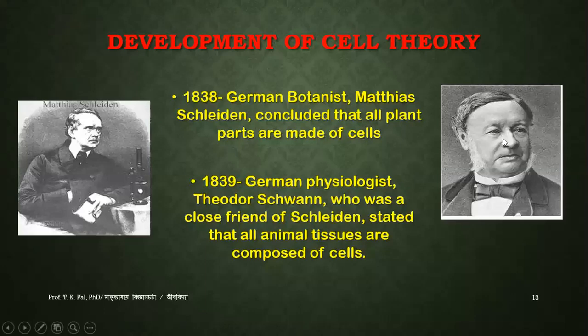Now we come to the scientists Schleiden and Schwann. These two German scientists, in 1838, German scientist Matthias Schleiden and another scientist, Theodor Schwann, put forward their cell theory. According to them, every plant or animal body is made up of cells.